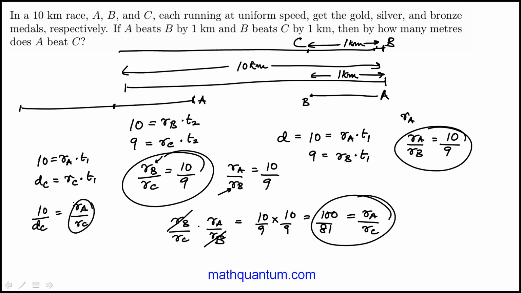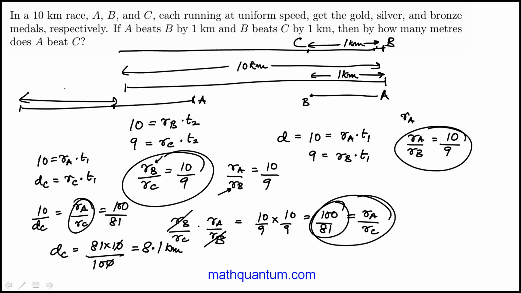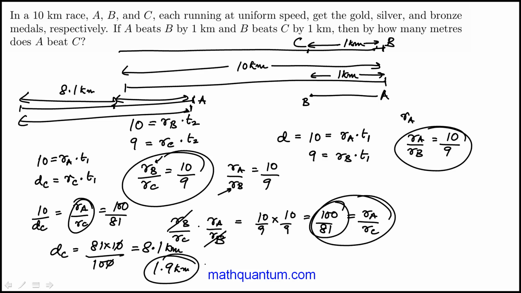And I do have this ratio, which is 100 over 81, which means D sub C is 81 times 10 over 100, which is 8.1 kilometers. So C is 8.1 kilometers here when A reaches this end. So that distance is going to be 10 minus 8.1, which is 1.9 kilometers. So the answer is 1.9, but you have to be careful as to how many meters.